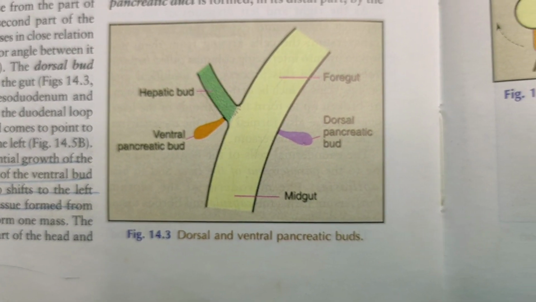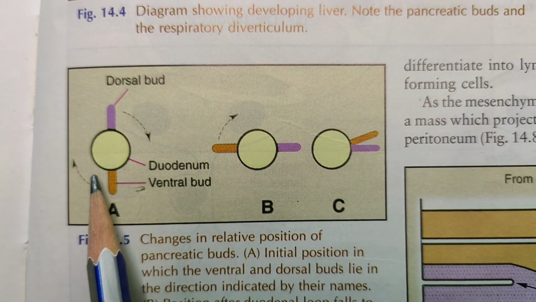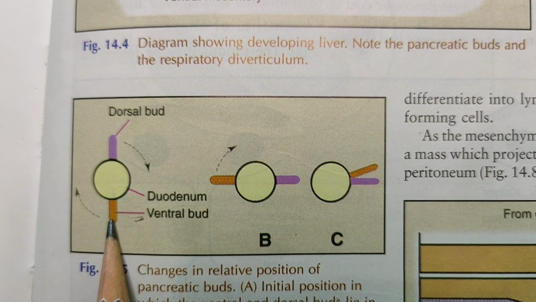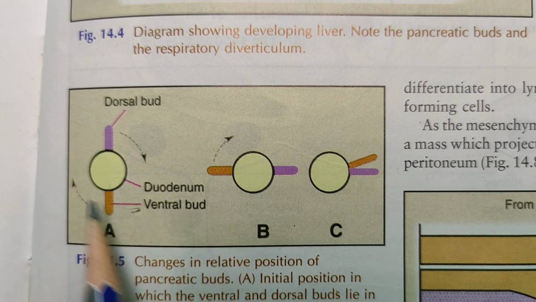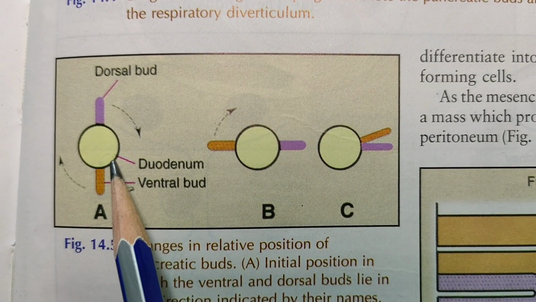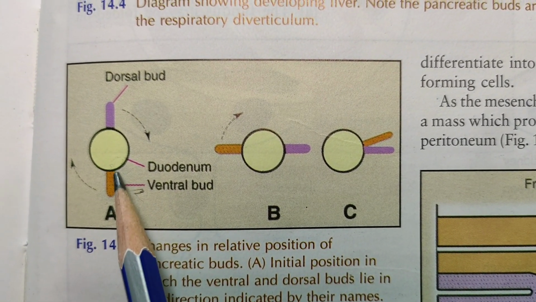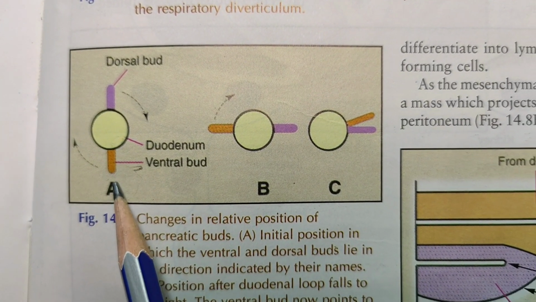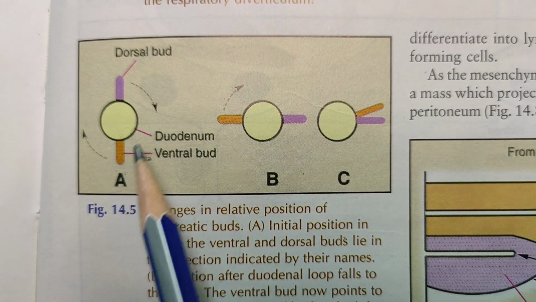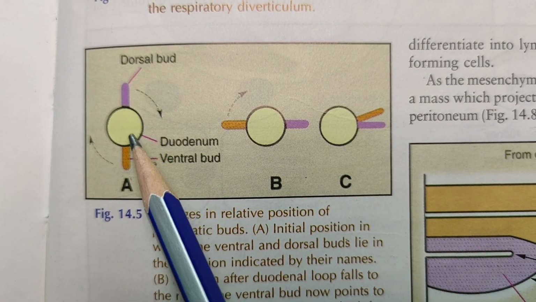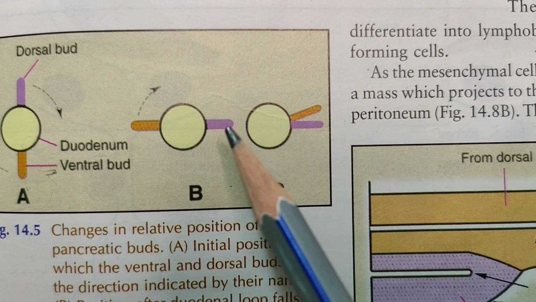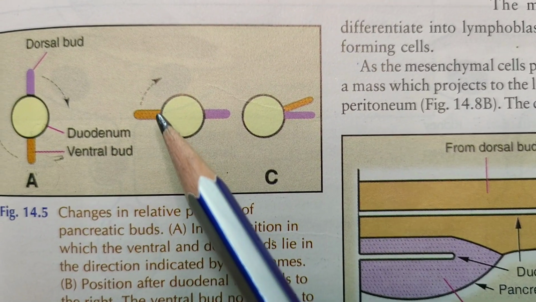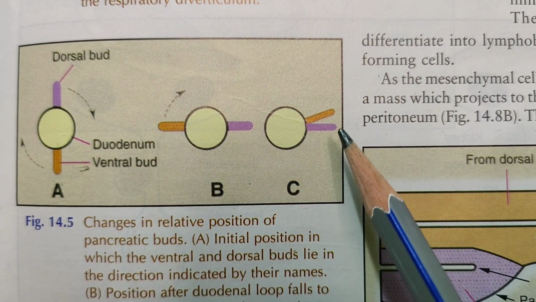Okay, now come to this. This is the cross section of the foregut. In this cross section, you see this is the ventral bud, and this is the dorsal bud. These endodermal cells of the foregut proliferate, and they travel along the ventral mesogastrium, and this is the dorsal mesogastrium. At the end of the rotation of the gut, this ventral bud will fuse with the dorsal.